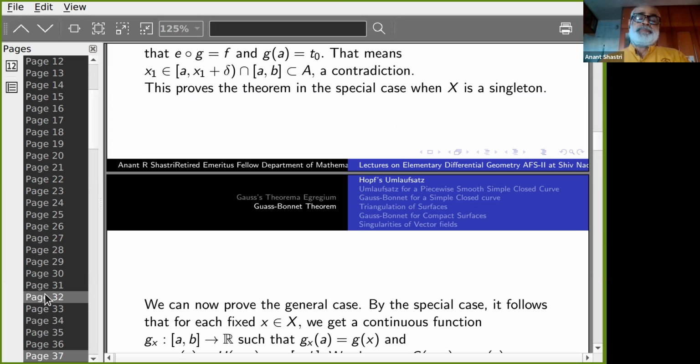Any questions? It is important to understand the part of this proof up till here before going further. So if you have any doubts, you can ask now.